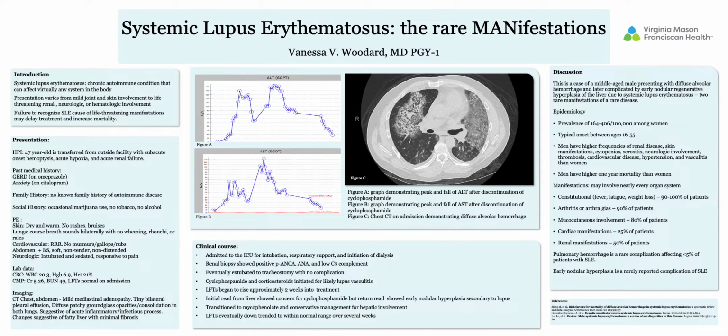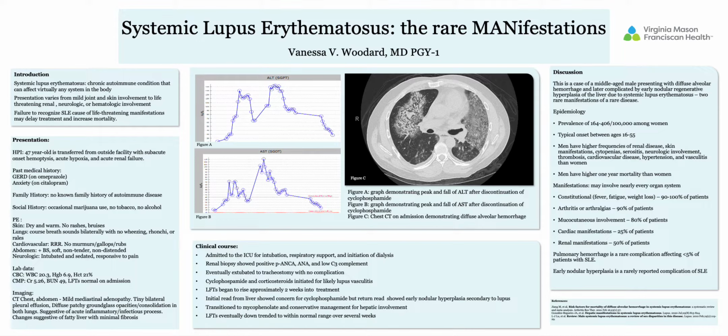However, despite this, his AST and ALT numbers began to rise significantly 2 weeks into treatment. Initial liver imaging was only remarkable for fatty liver disease with minimal fibrosis. Initial read of his liver biopsy showed venous congestion suggestive of cyclophosphamide toxicity, so he was transitioned to mycophenolate mofetil for management of his lupus. However, despite discontinuation, his LFTs continued to rise.